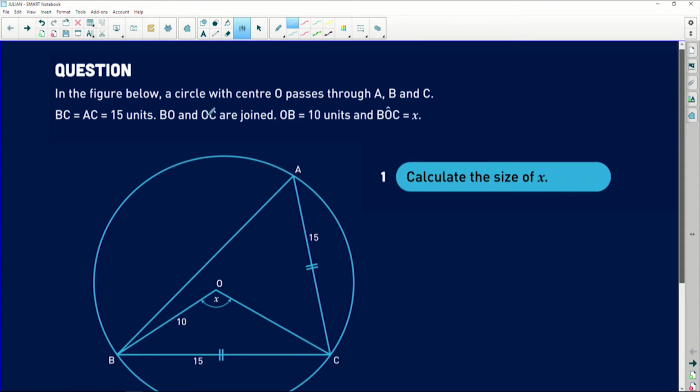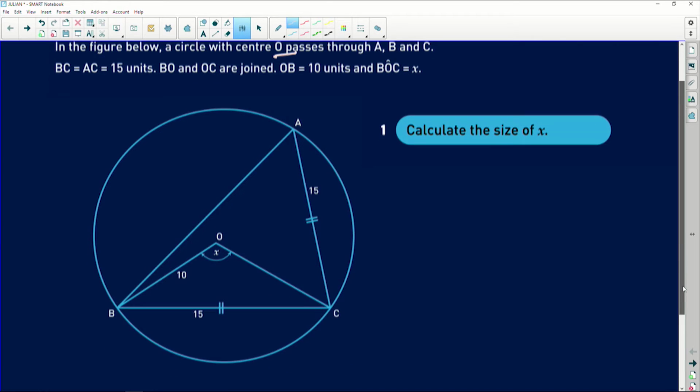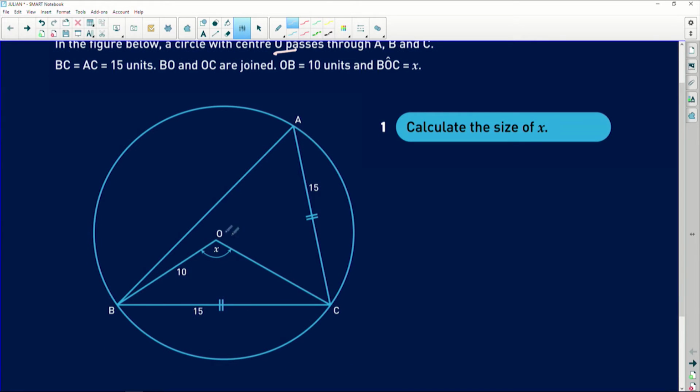So it says, in the figure below, a circle with center O passes through A, B, C. Okay, so O is very important, guys, because what that means is it gives us a whole bunch of information regarding radii or lines in the circle. So we can say straight away that OB and OC are equal. OB is given to us as 10, so therefore OC is also going to be 10. Also guys, remember the angle at the center of the circle is equal to twice the angle on the circumference. So we can say then that this is going to be equal to a half x.